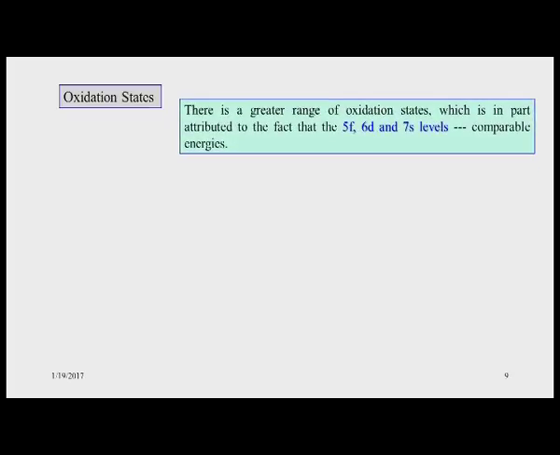So, this particular one, compared to that other species, what we have seen for the lanthanides, what about their oxidation states? There is a greater range of oxidation states, involving the 5f, 6d and 7s levels of comparable energy. So, altogether we can remove electrons from the 5f level, from the 6d level, or also from the 7s level, and towards the left-hand side, as we start from the group, we can get more and more different oxidation states.